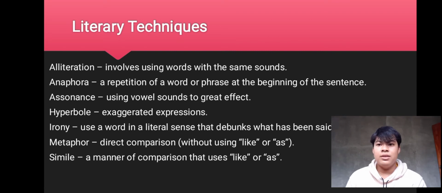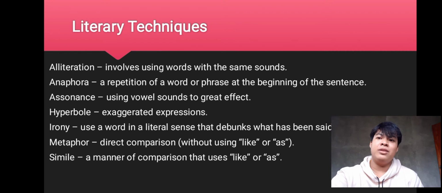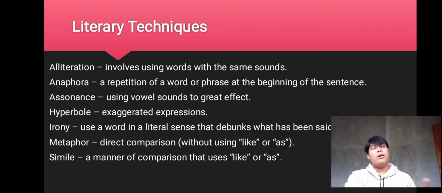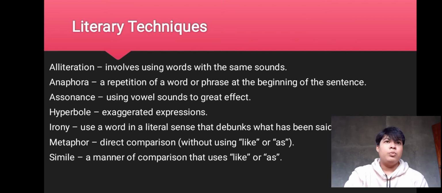Another example is "get busy living or get busy dying." The two examples I have mentioned are what anaphora is all about. That is how writers use anaphora in novels or books. If you encounter these kinds of words or phrases in a book, you can easily remember that they are an example of a literary technique, which is anaphora.